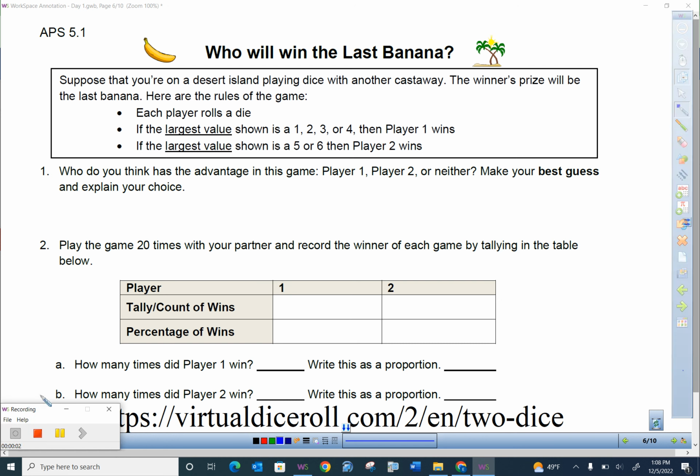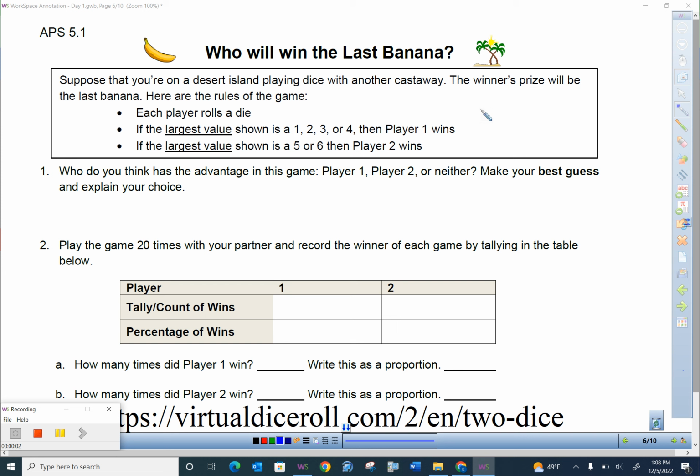Alright, we're going to do an introduction to probability ideas. Okay, so what you're going to do here is talk about who will win the last banana, and this is a game. So you're on a desert island playing with dice with another castaway, and the winner's prize will be the last banana on this desert island.